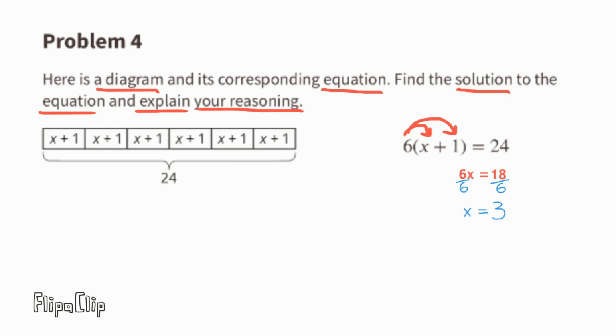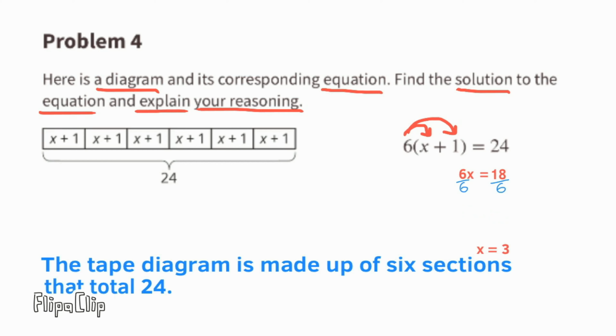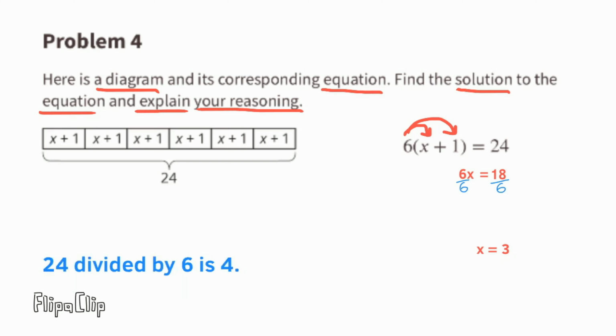So x equals 3. The tape diagram is made up of 6 sections that total 24. 24 divided by 6 sections is 4. Each section has a value of 4. X plus 1 equals 4. And since 3 plus 1 equals 4, the value for x must be 3.